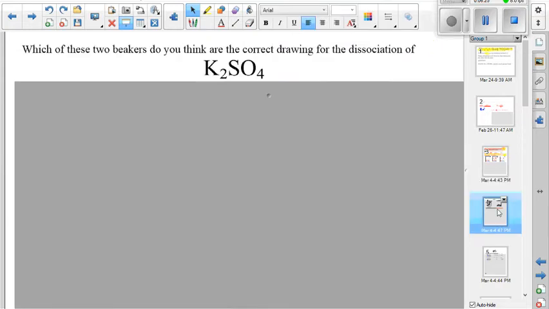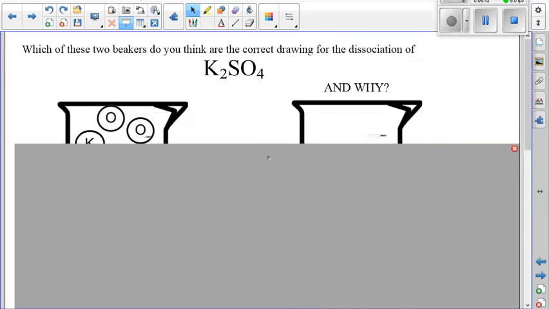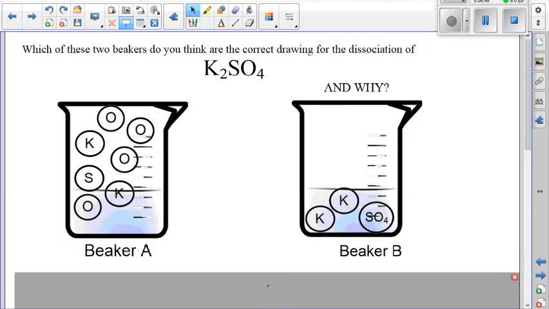Now, if we think about K2SO4, you guys recognize SO4? Anyone remember what that polyatomic ion's called? Sulfate. Yep. I don't expect you to memorize that. You can always use your polyatomic ion sheet, so you don't have to have that memorized. But let's say we drop some K2SO4, some potassium sulfate, into a beaker.